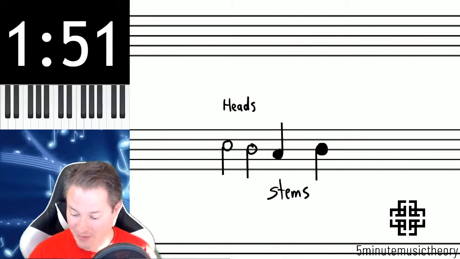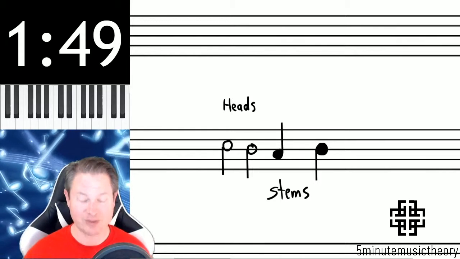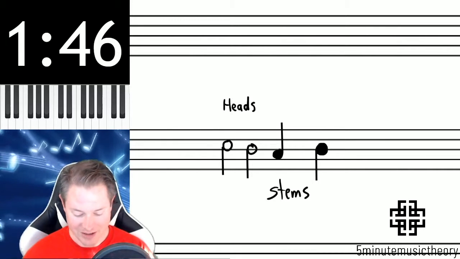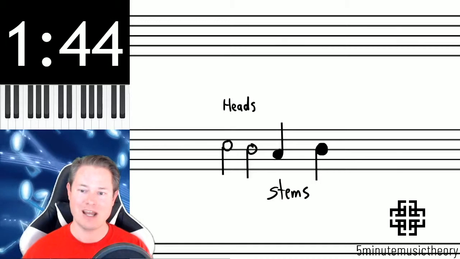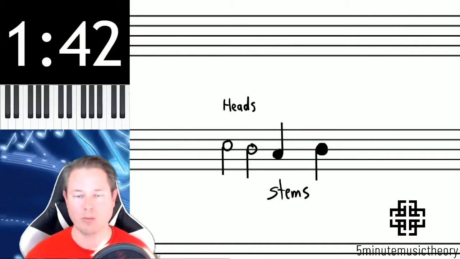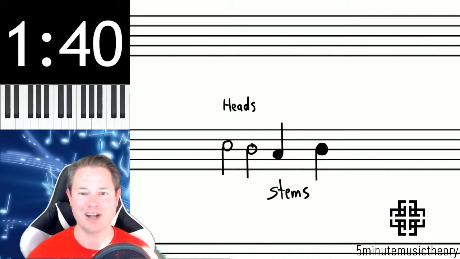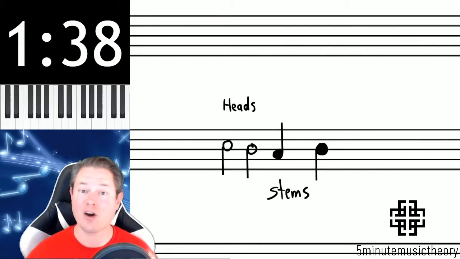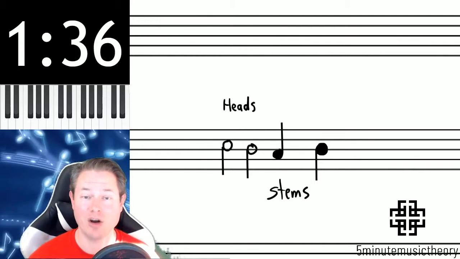But really when it comes to note construction, the only things that we really need to worry about are these heads and then the stems, and then when we get into more complex notes a little bit later, we'll add on top of that. But as far as the basics go, those are the 2 aspects that we really need to know about as far as notes go.